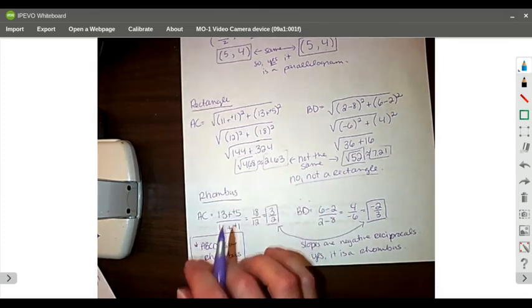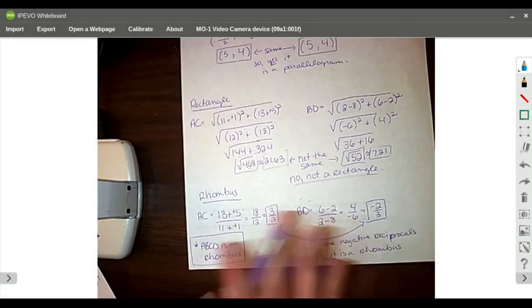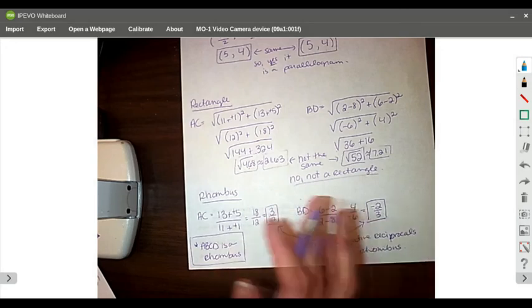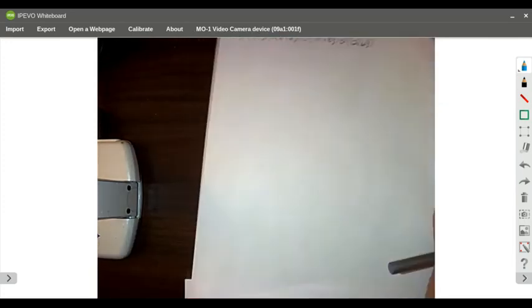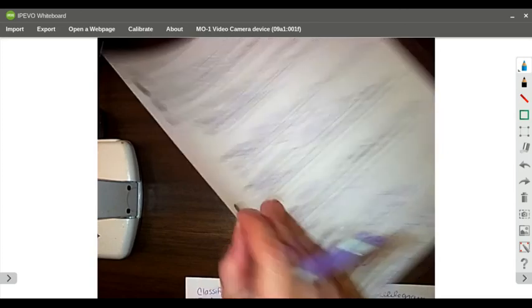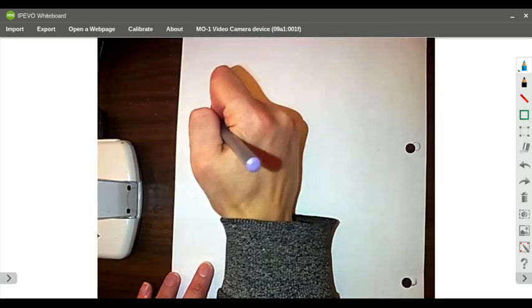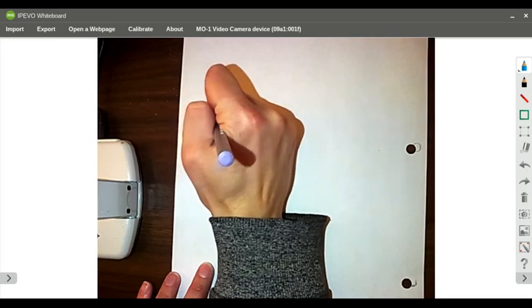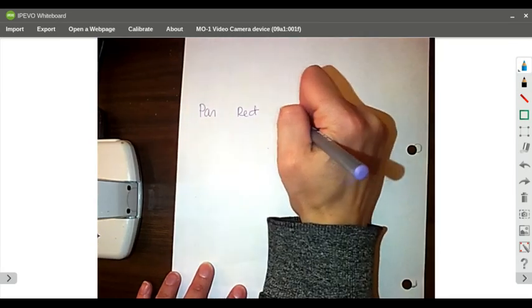Real quick, I just want to kind of recap the different combinations that you could get, because usually when I teach this in class, kids always ask, well, what if it was this, whatever. So on the back of this paper, I am going to make a little chart. So we have the parallelogram test, we have the rectangle test, we have the rhombus test.